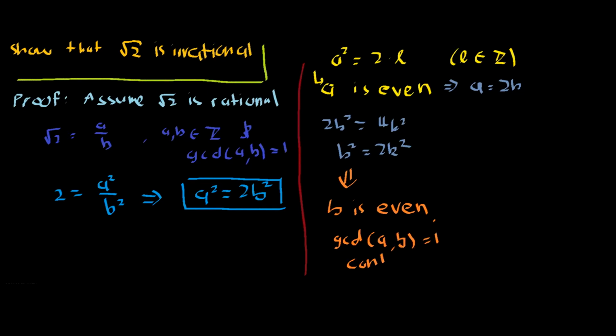But we had previously stated that the greatest common divisor of a and b is 1. But them both being even implies that they share a common factor of 2. So hence a contradiction has arisen. Hence we deduce that the square root of 2 cannot be rational.